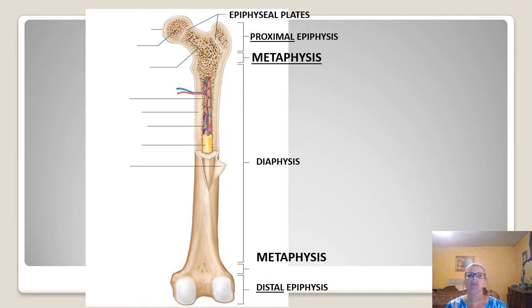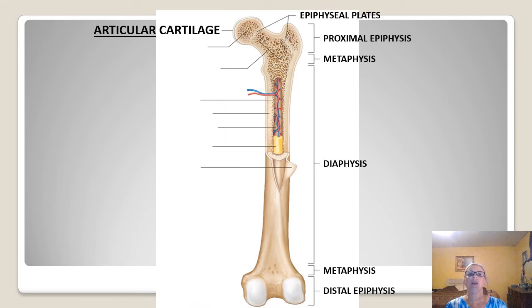All right, so next we have the metaphysis, and this is the widening portion of the bone between the epiphysis and diaphysis. This is right here where it's starting to get thicker, okay? And you can see it's on both ends here. Next, we have the articular cartilage. This is the outer surface of the bone, and this is made of hyaline cartilage. You can see this on the edge here, articular cartilage.